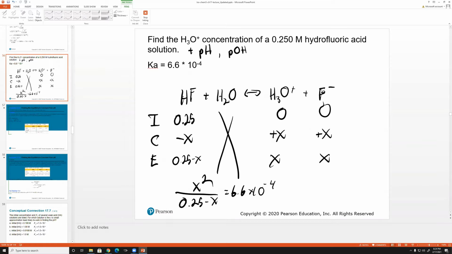Now for this one, can we approximate and get rid of the minus x? No. It's borderline, but if it's ever borderline, the answer is no. So we always want to come up with the best answer or the most precise answer. So we can solve the quadratic, and what do we get for x? Well, let's compare. It's a good exercise. So for those of you who didn't approximate, what did you get for x?